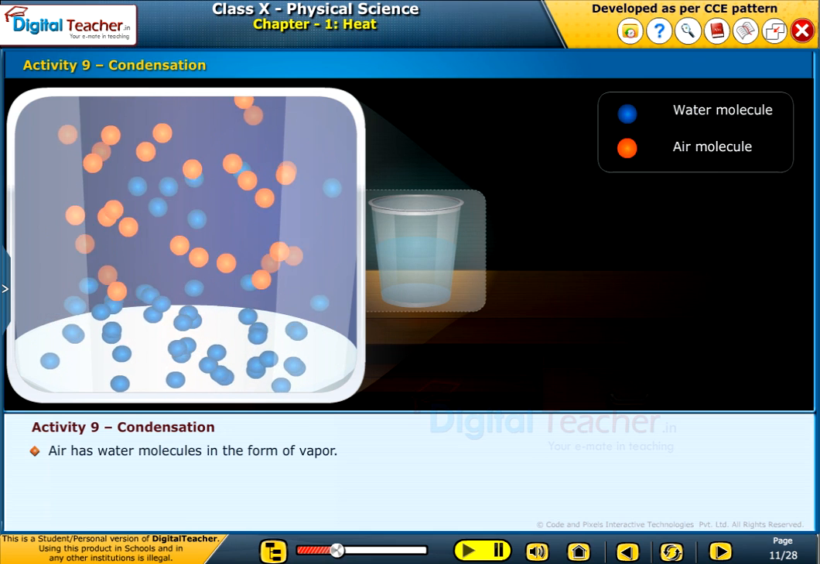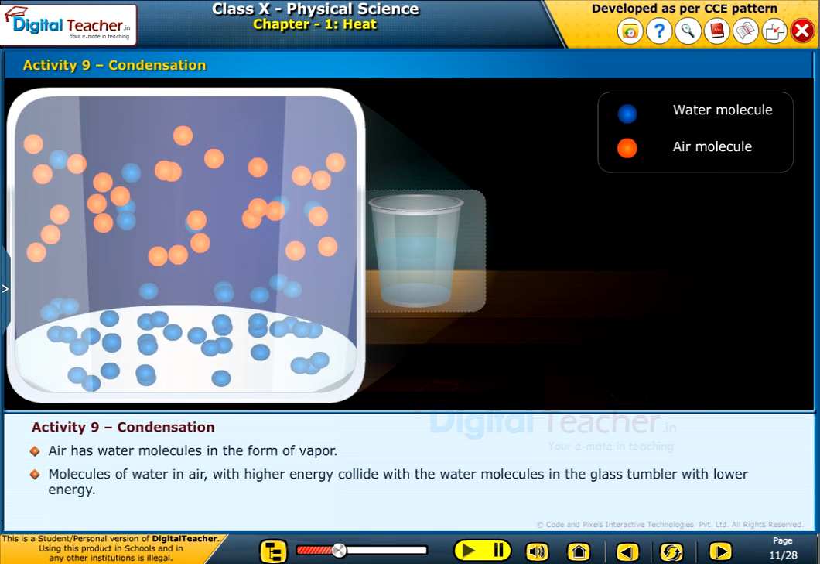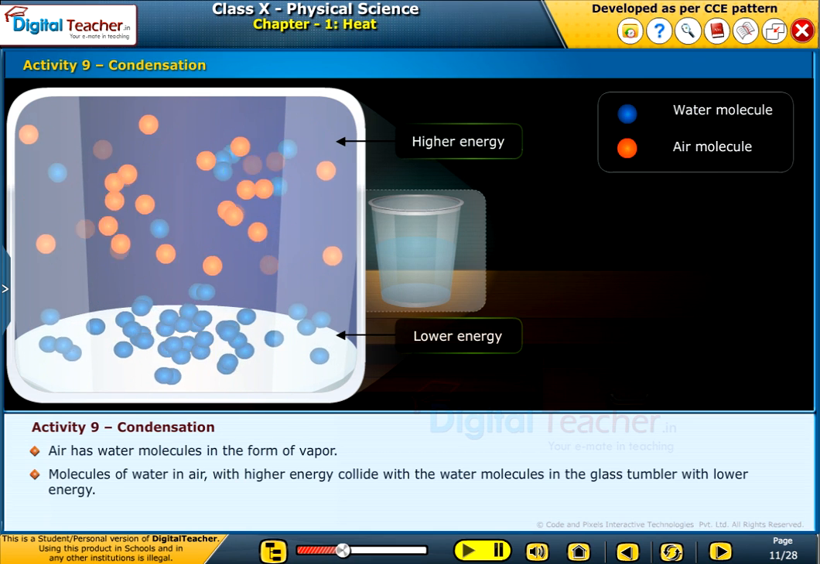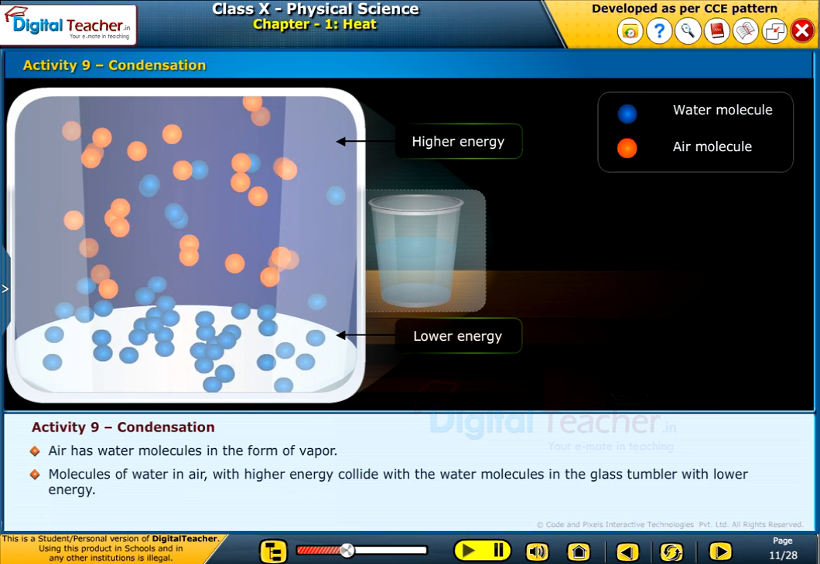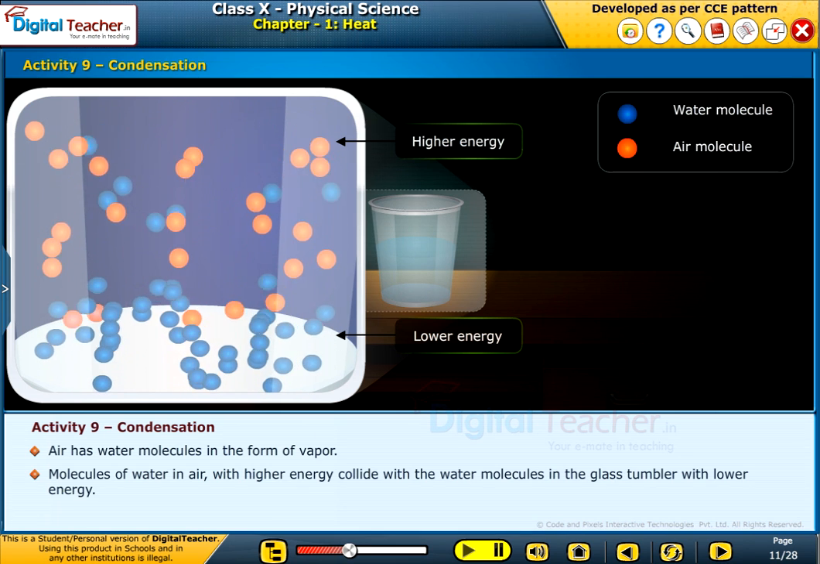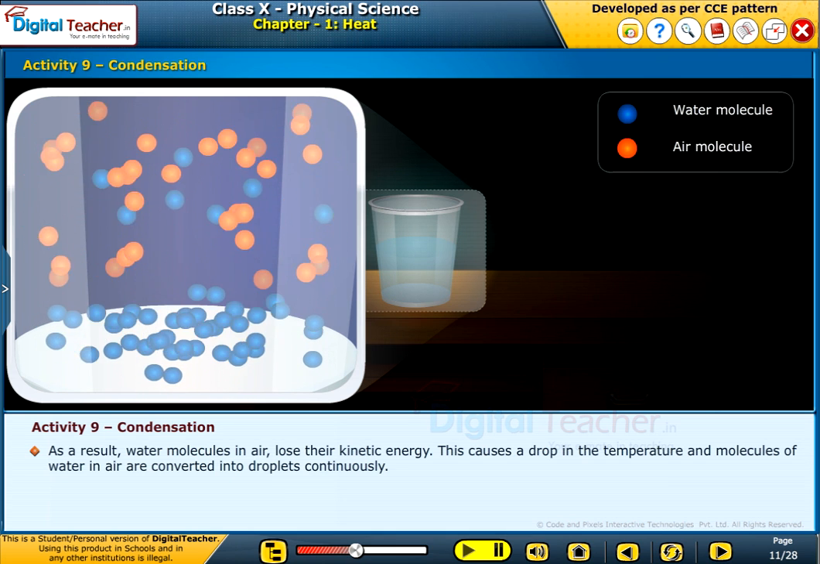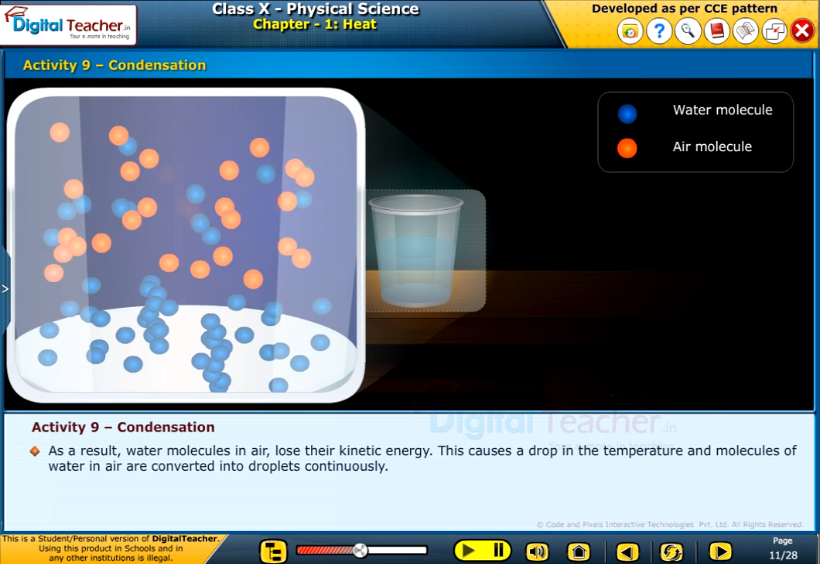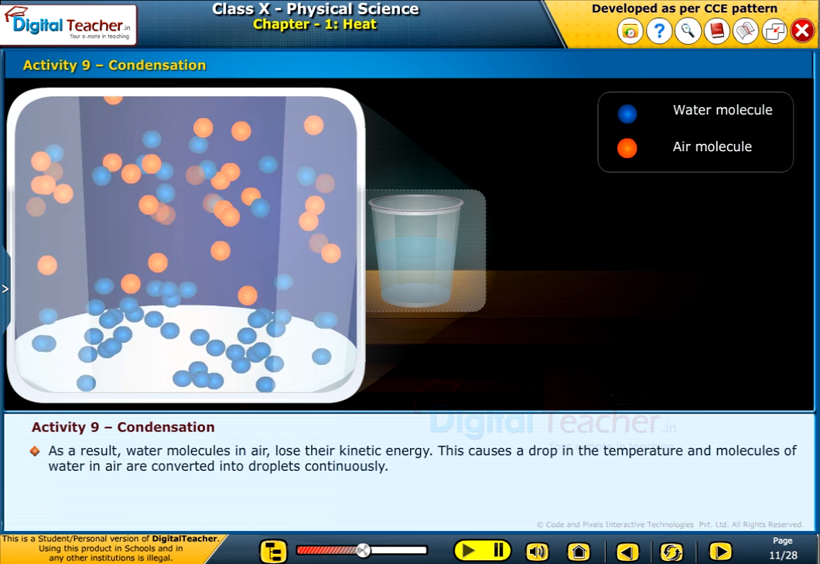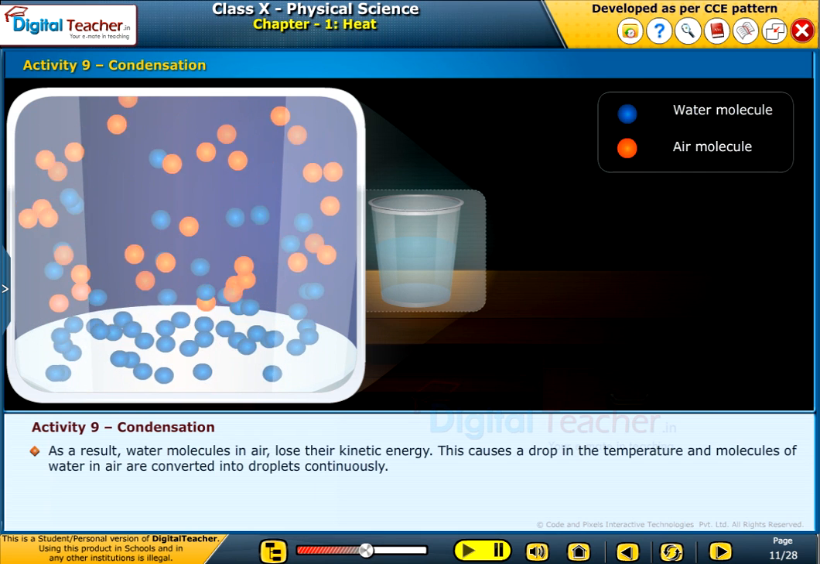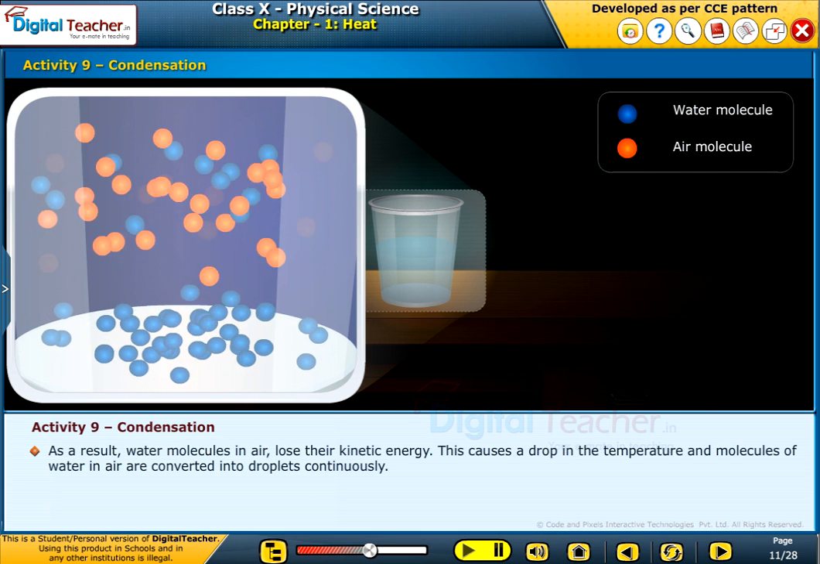Air has water molecules in the form of vapor. Molecules of water in air with higher energy collide with the water molecules in the glass tumbler with lower energy. As a result, water molecules in air lose their kinetic energy. This causes a drop in the temperature, and molecules of water in air are converted into droplets continuously.